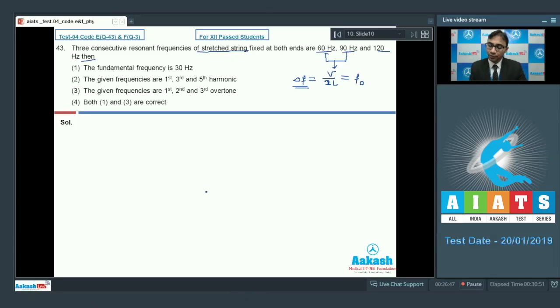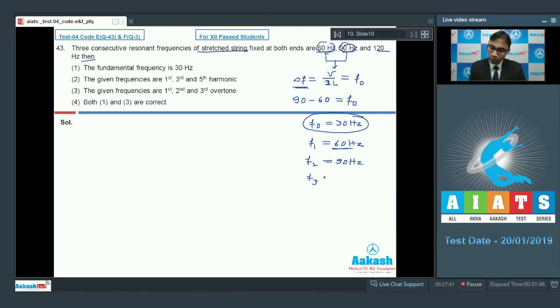So what will be the delta F? Since this is 60 Hz, this is 90 Hz, our delta F will be 90 minus 60, equal to the fundamental frequency. So fundamental frequency will be 30 Hz. So we can say that the frequency 60 Hz will be our first overtone or second harmonic. Why? Because this is 2 times the fundamental frequency. Similarly, the 90 Hz will be third harmonic and second overtone.